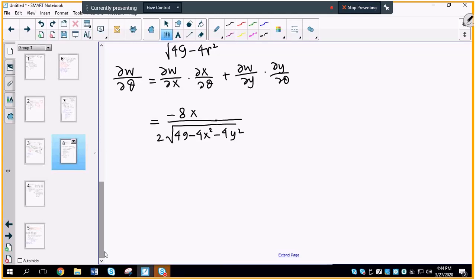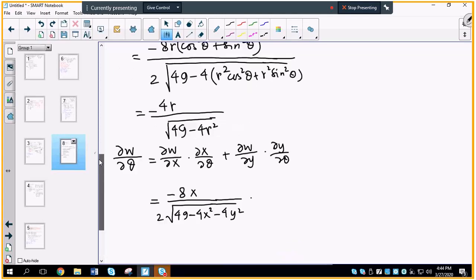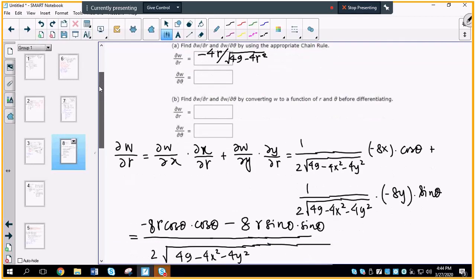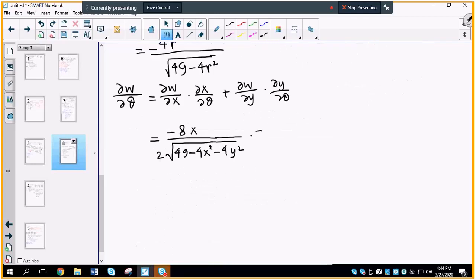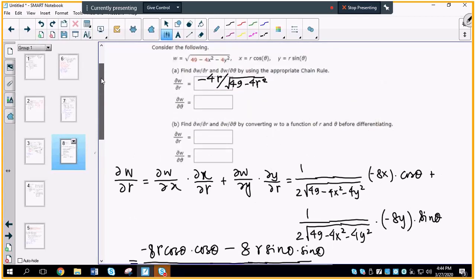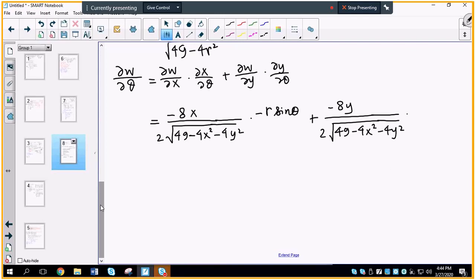And then you have del x del theta. So x is r cosine theta. Derivative of that with respect to theta is minus r sine theta. All right. Plus del w del y is minus 8y over 2 times square root of 49 minus 4x squared minus 4y squared. And then I'm going to multiply this by del y del theta, y being r sine theta, the derivative is going to be r cosine theta. So times r cosine theta.